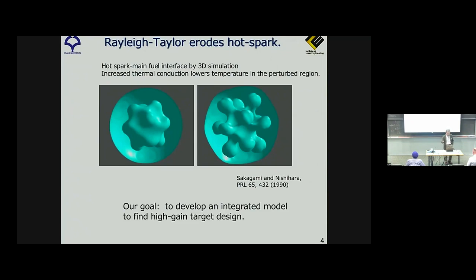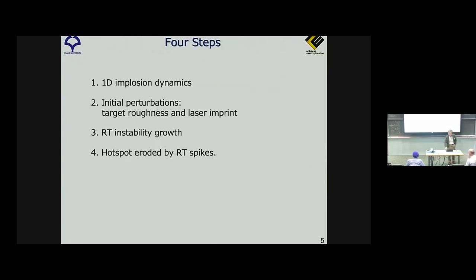So our goal is to develop an integrated model to find the high gain target design with reasonable accuracy. To do this, we have 4 steps: 1, 1D implosion dynamics; 2, initial perturbation, that is target roughness and laser imprint; 3, Rayleigh-Taylor growth; and finally, 4, hotspot eroded by Rayleigh-Taylor instability.